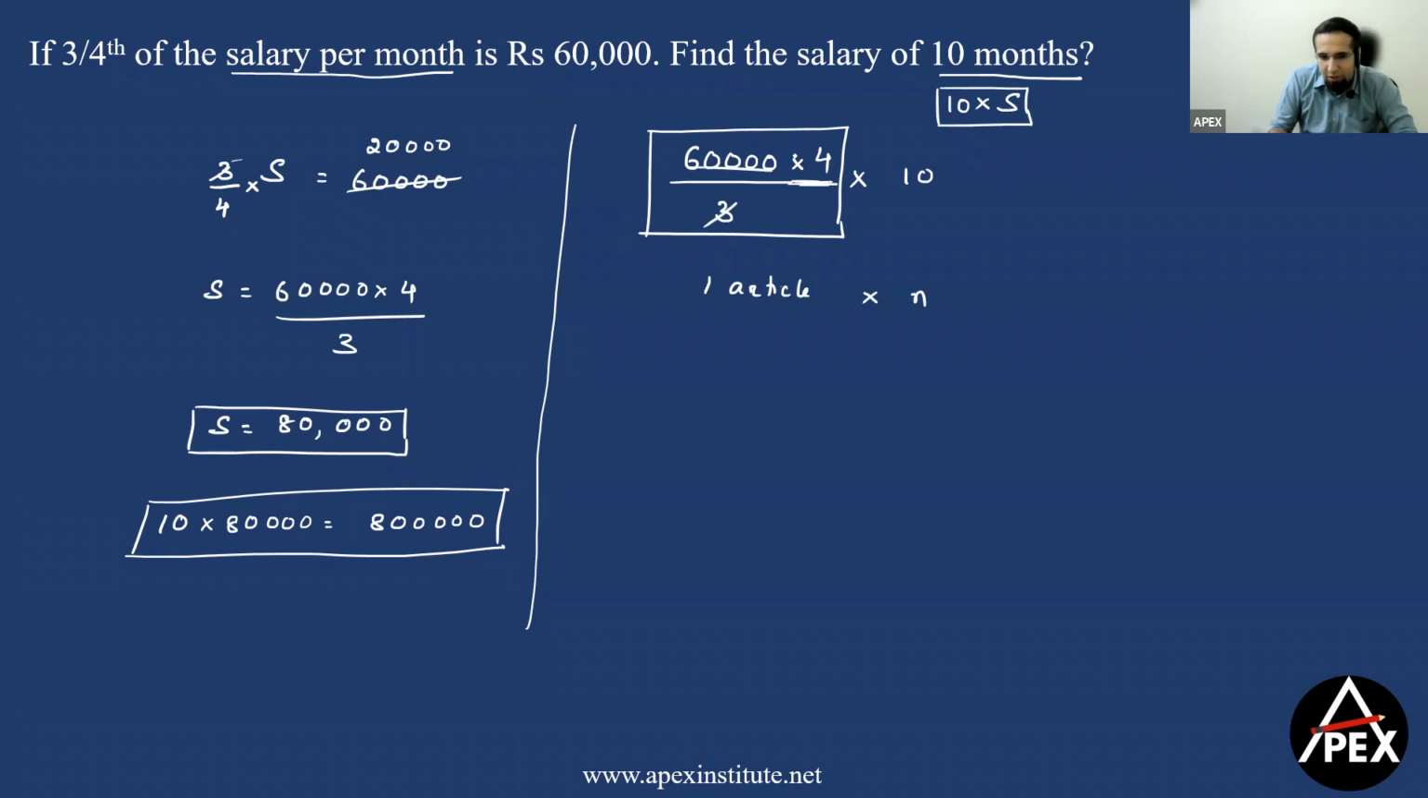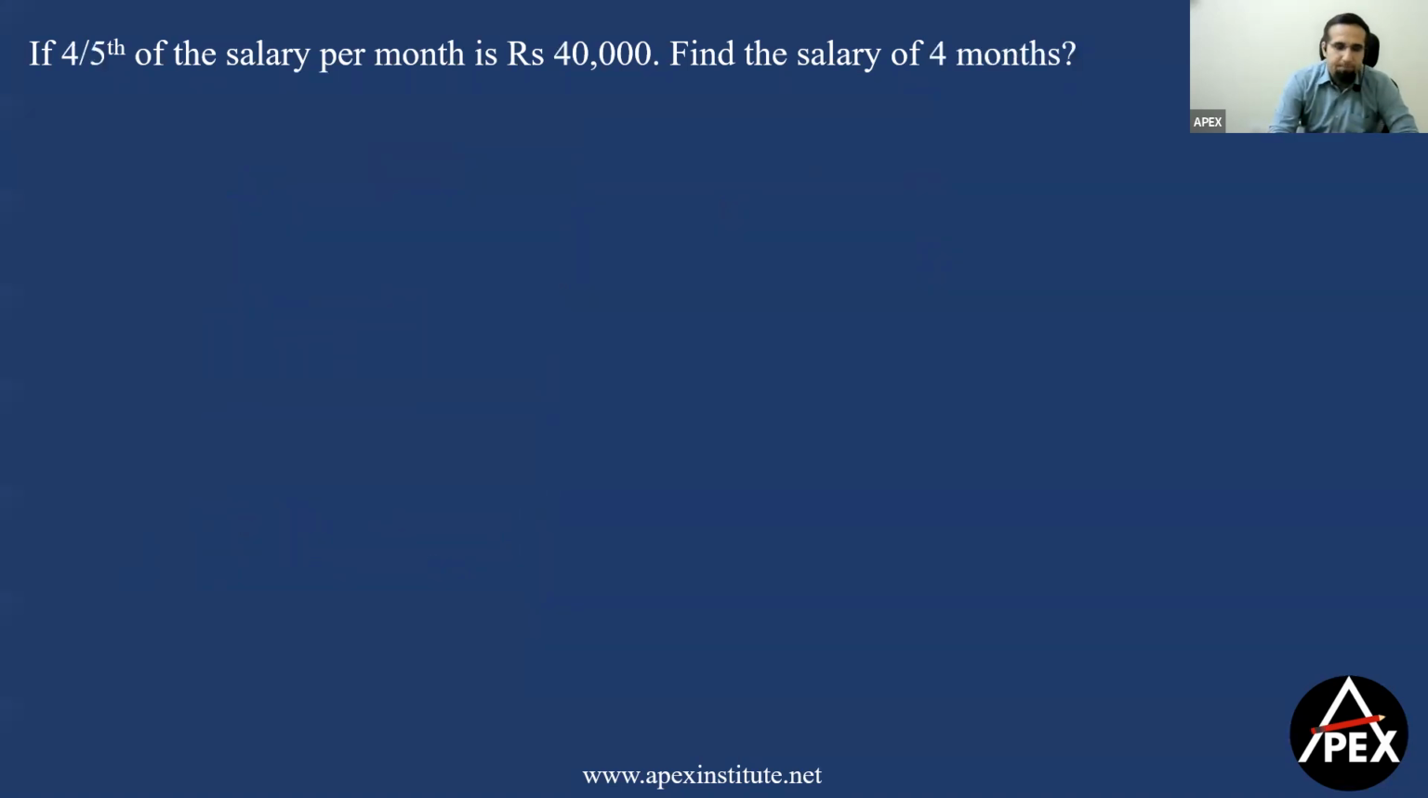Now you can calculate. This is 3 ones of 320,000. 20 into 4 into 10 will give me how much, guys? 8 lakhs should be your final answer. Clear? Now let's all solve this. I repeat, pause the question, solve it on your own, and then come back to this.